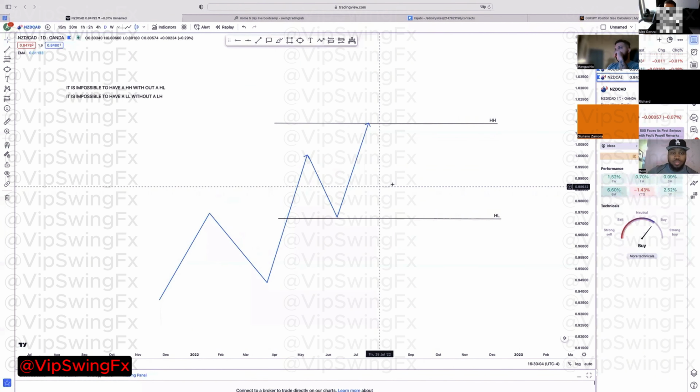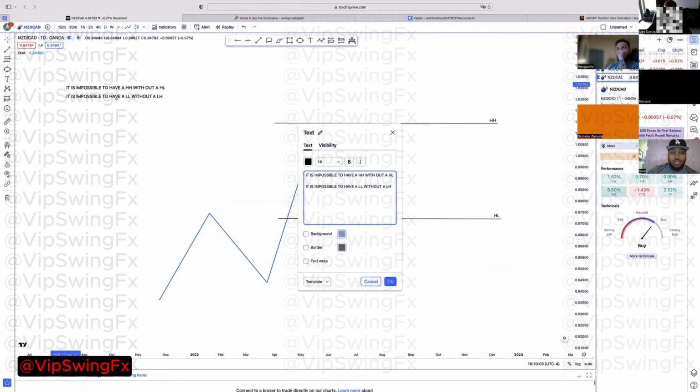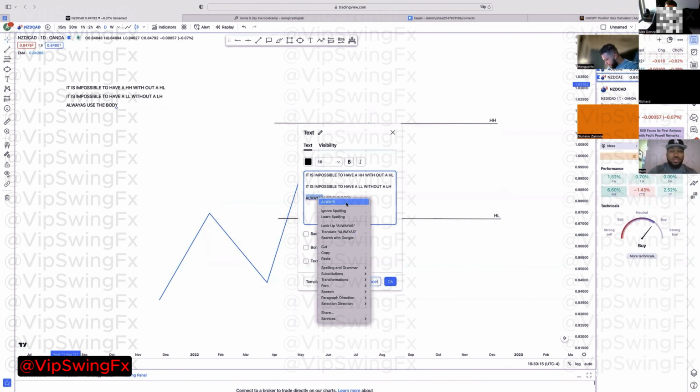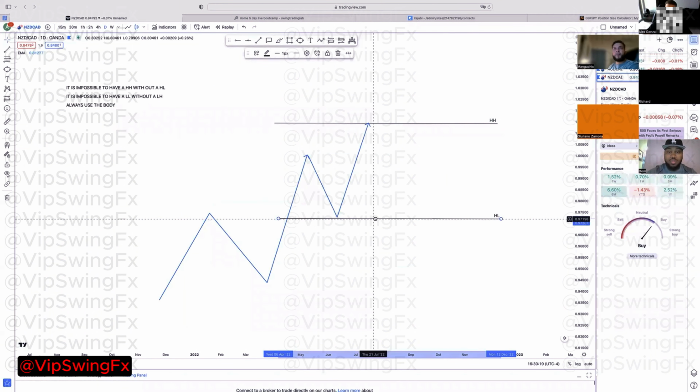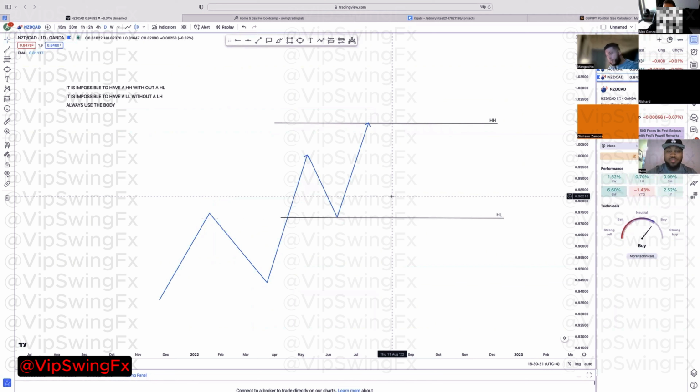For the higher high and the higher low, do you use the wick or the body? Always use the body. We are always using the bodies for this because that is market structure. The wicks are not market structure, right? If you're with me, type 1. If you aren't, type 2.